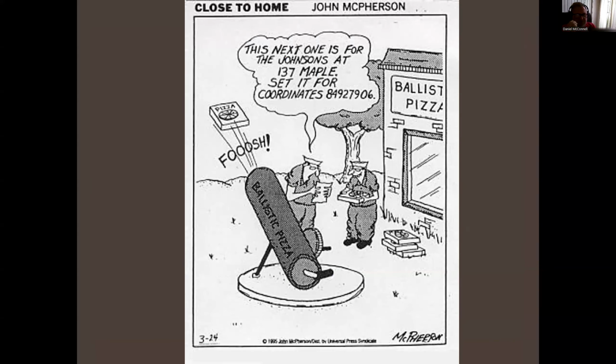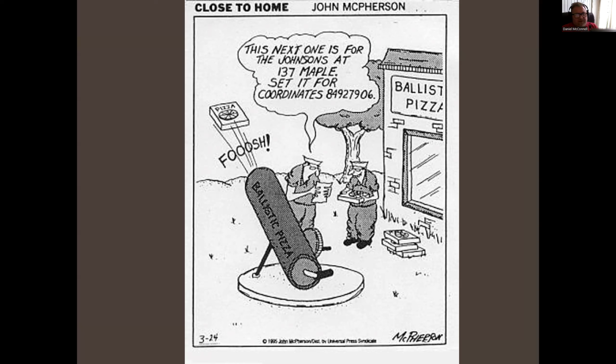I'm going to jump ahead for a second because let's think about that. There's this cartoon I've got, a comic, sorry. So these guys have their pizza cannon, right? And their pizza place is called Ballistic Pizza. So their whole approach here is somebody orders pizza. The Johnsons ordered pizza, and their address is 137 Maple Street, right?